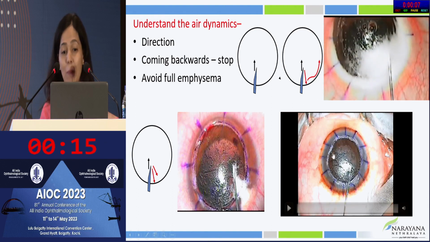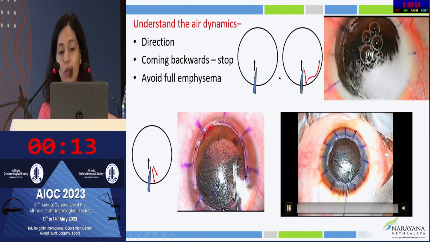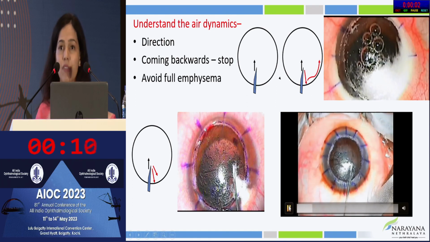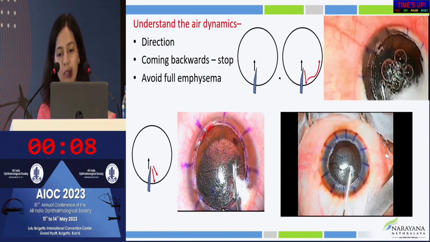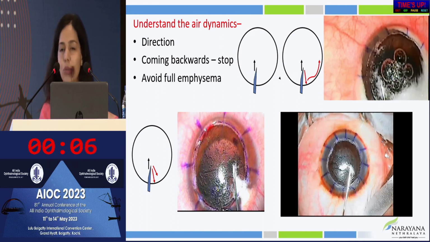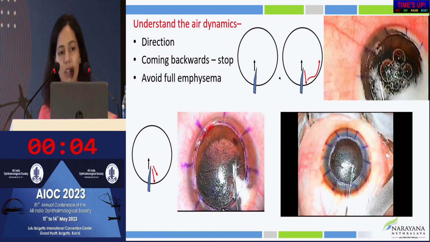If it's trying to come backwards, better to stop, as you're not going to get the bubble. And of course, if it's tracking along the limbus, again, you're not going to get a bubble. So try to avoid keeping on injecting air in these steps.